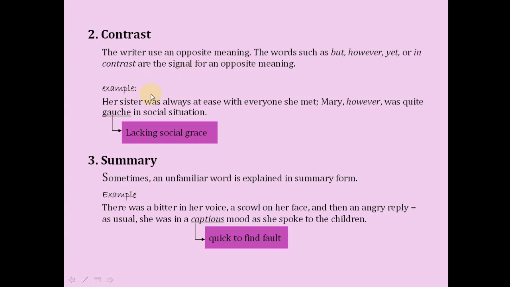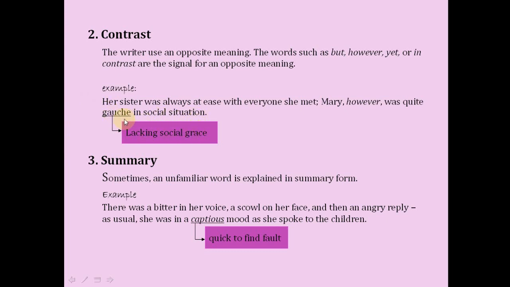Okay, sentence example here. Her sister was always at ease with everyone she met. Mary, however, was quite gauche in social situations. Okay, we come here. Di sini ada however. This is a signal word. Okay, this is a signal of contrast. Mary, however, was quite gauche in social situations.